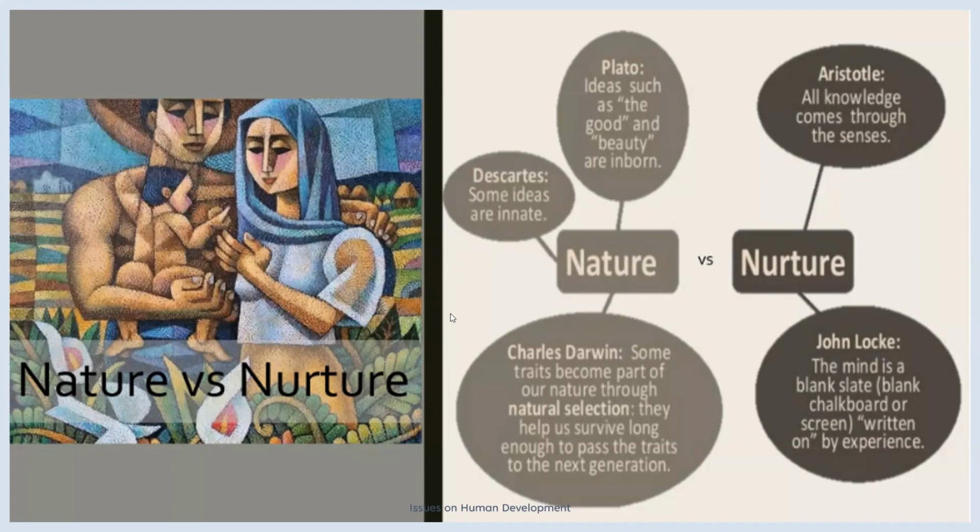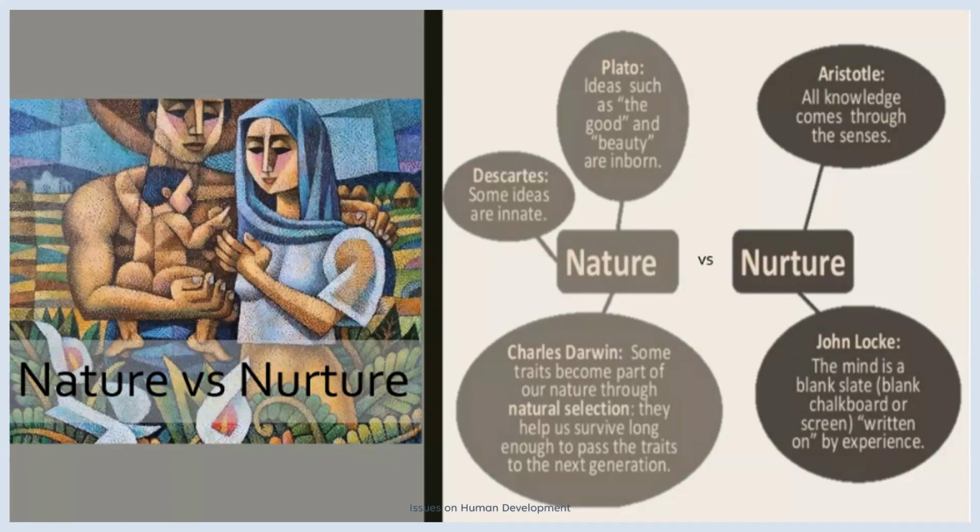When trying to explain development, it's necessary to consider the relative contribution of both nature and nurture. Developmental psychology seeks to answer two big questions about heredity and environment. First is, how much weight does each contribute? Then another one is, how do nature and nurture interact?